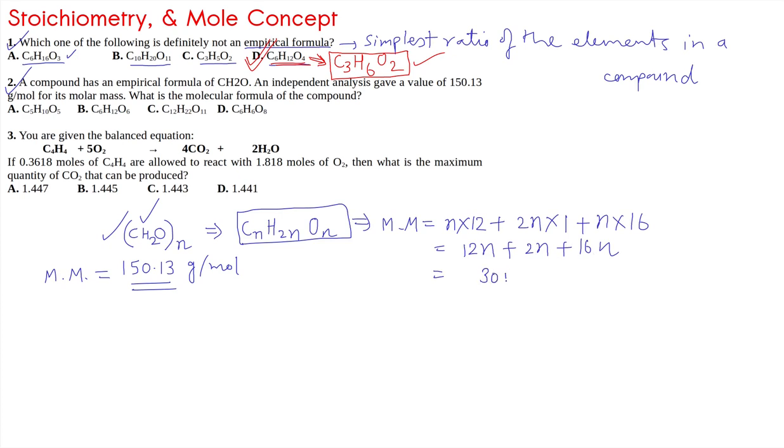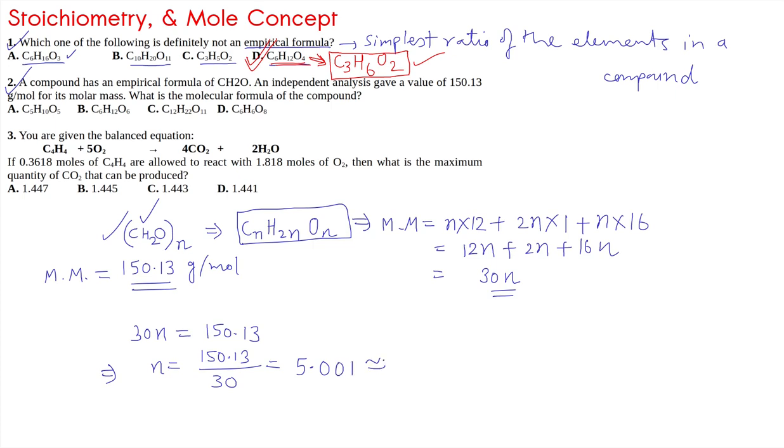So it is 30n. But it is already given that the molecular mass is 150.13. So we can equate these two values: 30n is equal to 150.13. So from here you can determine what n is. n is 150.13 divided by 30. So if you divide it, you will get 3 5s are 15, and the decimal will come here, and 0, and then 0 1.